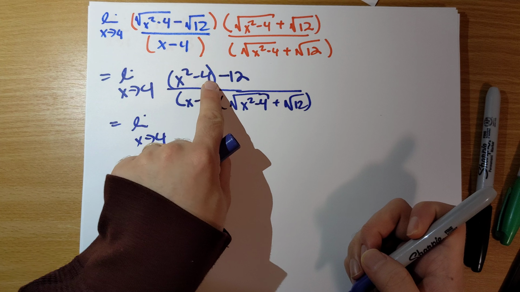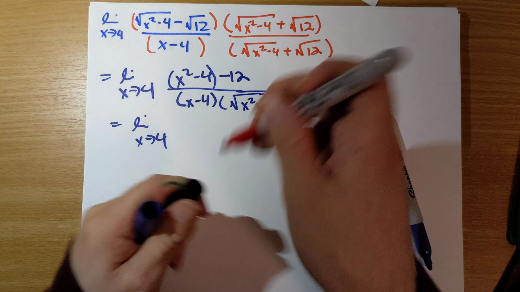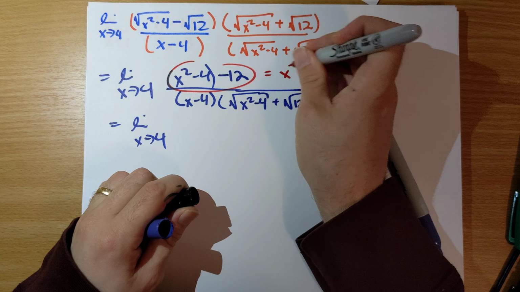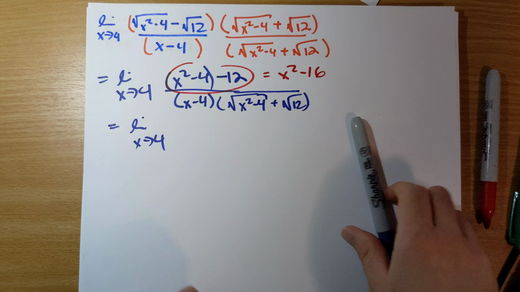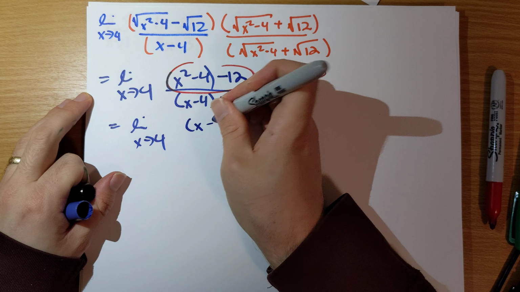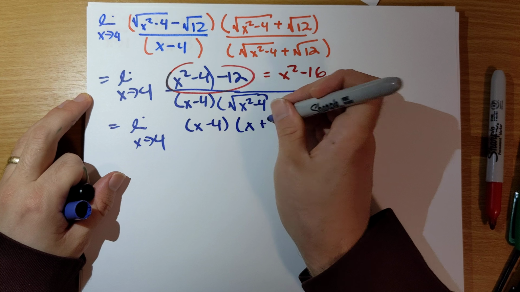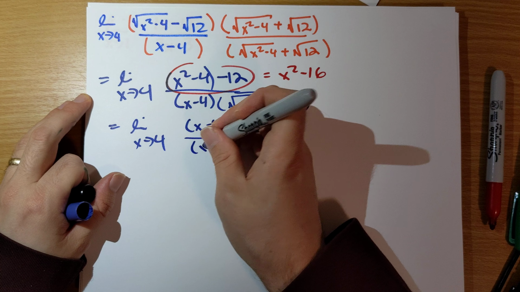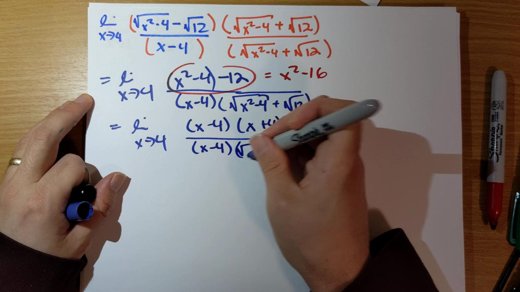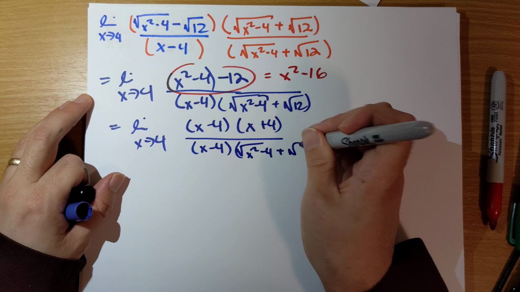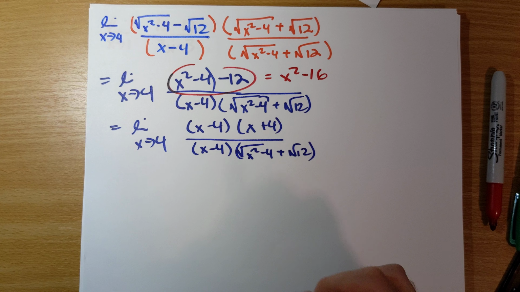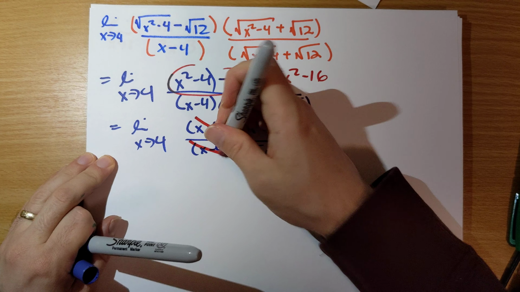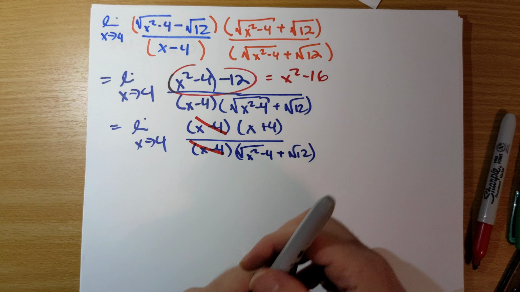Okay, x squared minus 4 minus 12. This is x squared minus 16. X squared minus 16 factors as x minus 4 times x plus 4. And this is what we end up with. So those cancel. This is great.